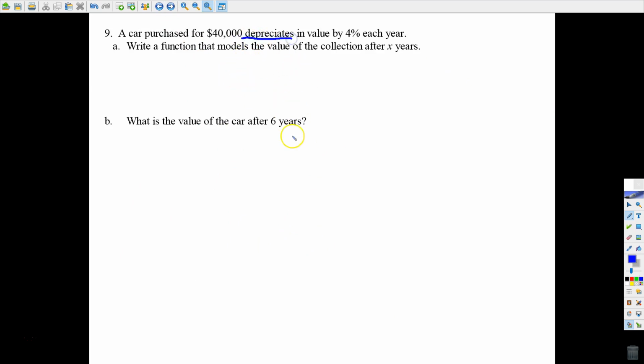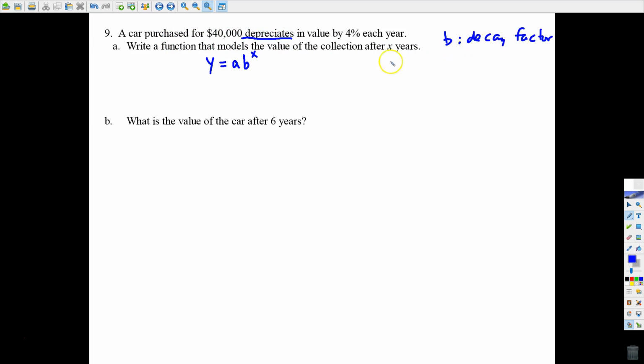The word depreciates is another way of saying a particular item, in this case a car, is losing value over time. That makes sense. The more we use it, the less valuable it becomes. So exponential growth or decay, because you may see growth or decay on the exam, you always start with this basic function format. What determines the difference is how we identify B, and in this case B is going to be a decay factor. That just means that we have an item that's losing value or depreciating.